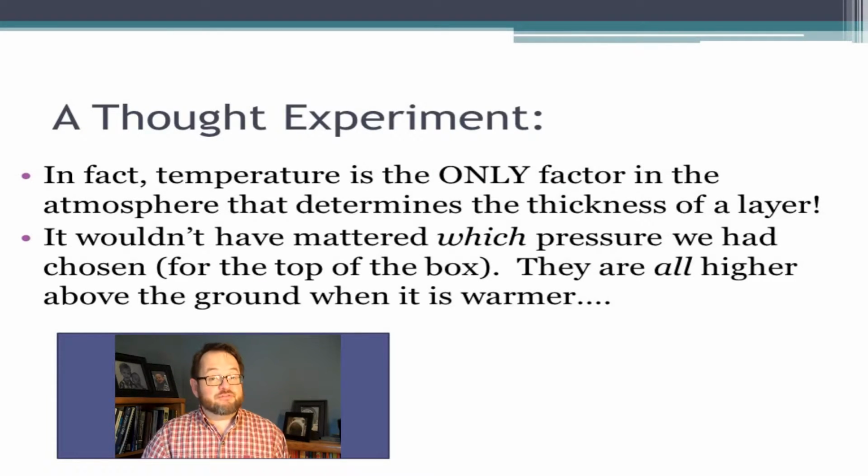Thickness, for example, is often used by meteorologists to determine whether a type of precipitation in the winter is going to come in the form of rain or snow. They look at the thickness of the layer that the precipitation is going to be falling through, and if the thickness is too great, they say it's going to be rain. If the thickness is small, they say it's going to be snow.